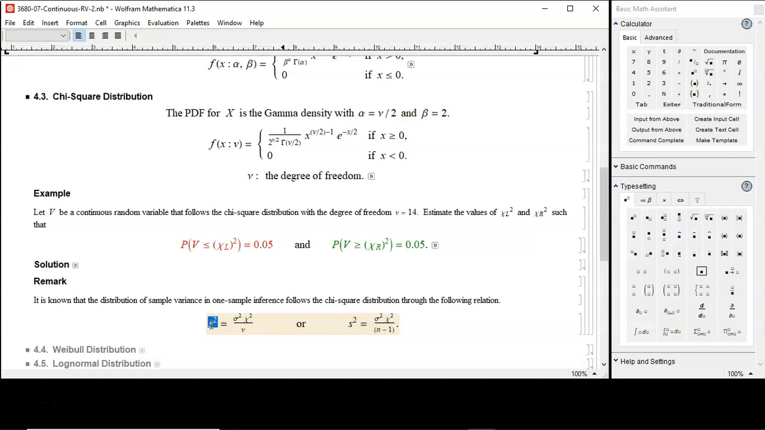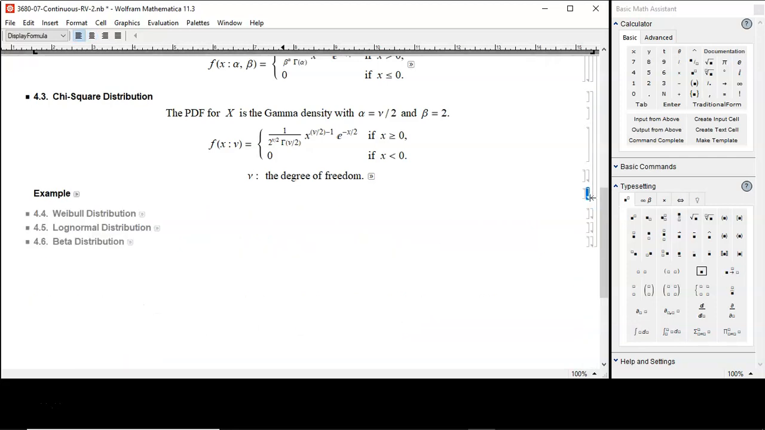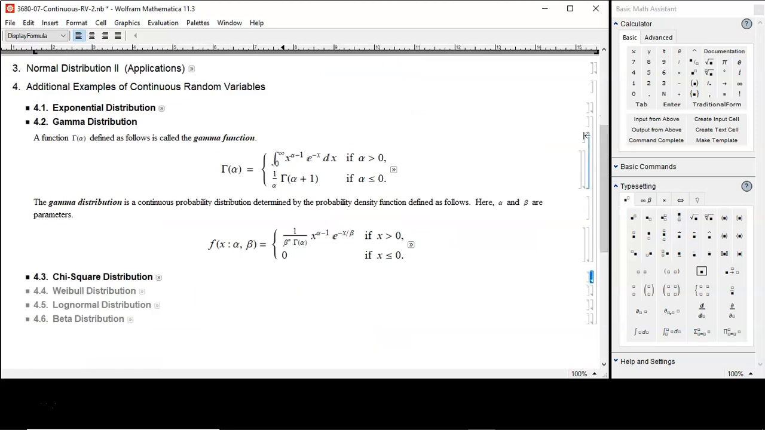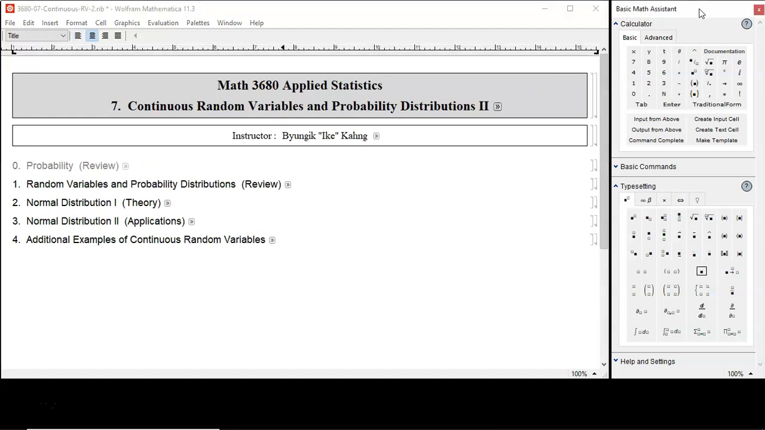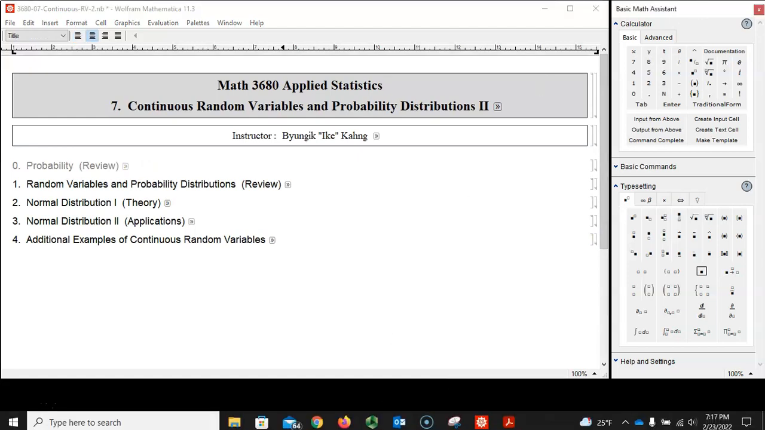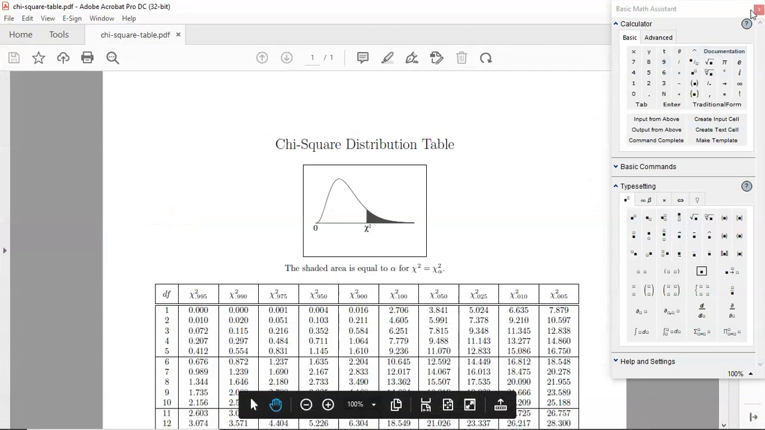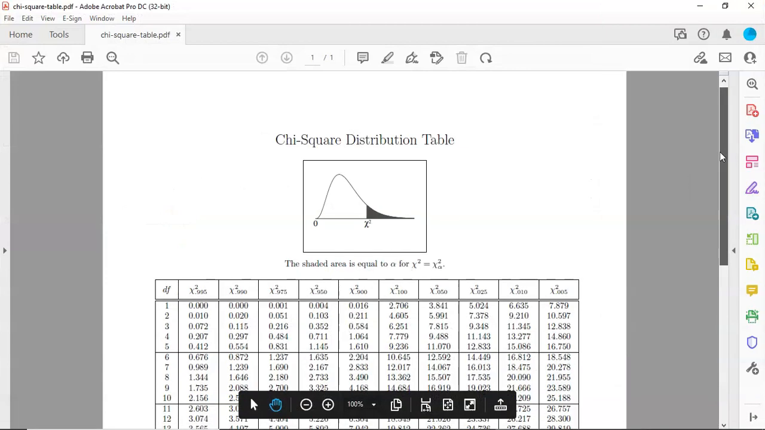So what do we have? This sample variance is proportional to chi-squared. Sample variance is proportional to chi-squared for the right degrees of freedom. That's the motivation, and that's why chi-squared is important. And of course, the most important part was not the gamma expression or integration, but how to look at the table, how to work with the table, basically. That's the most important part.